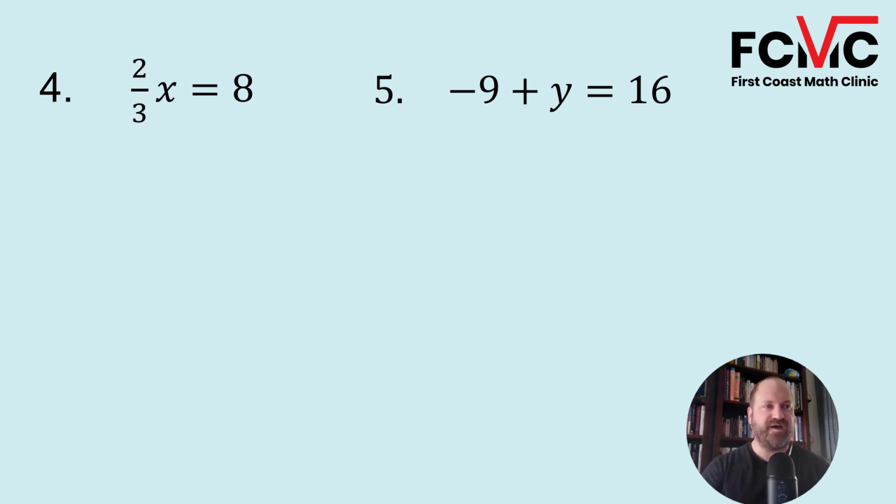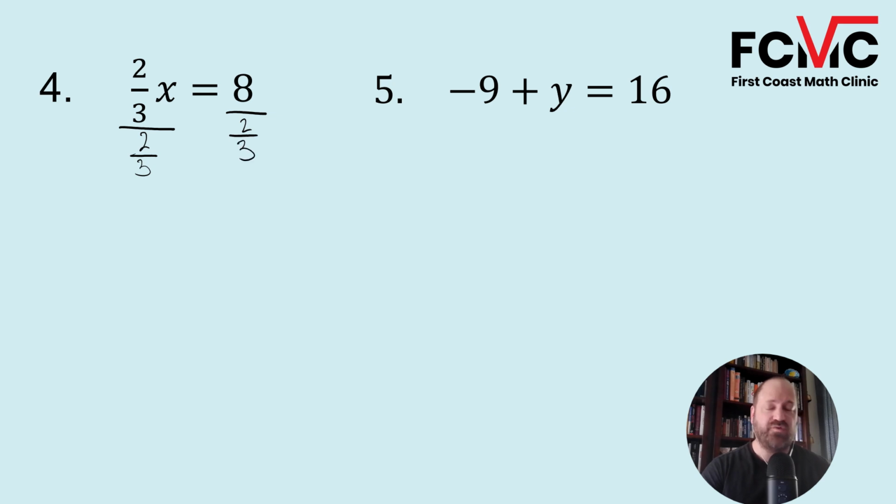In number 4, we've got 2/3 x equals 8. So we're multiplying x by 2 over 3. Sometimes people have difficulty doing this operation, solving an equation where we've got fractions. Let's go through how we're going to do this. We're still multiplying x times 2 over 3. So to undo that multiplication, we could divide by 2/3 and divide by 2/3.